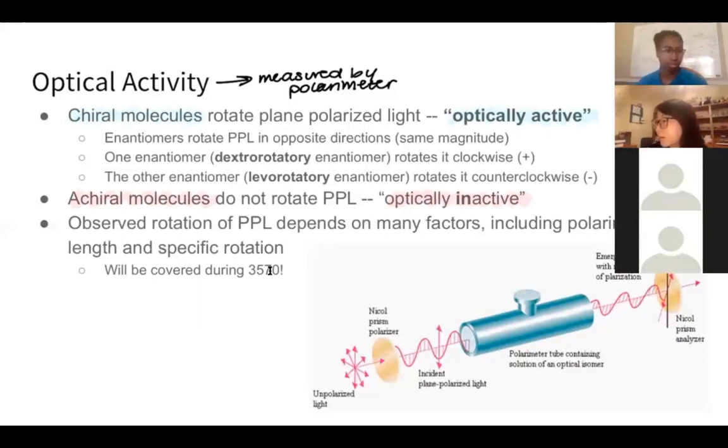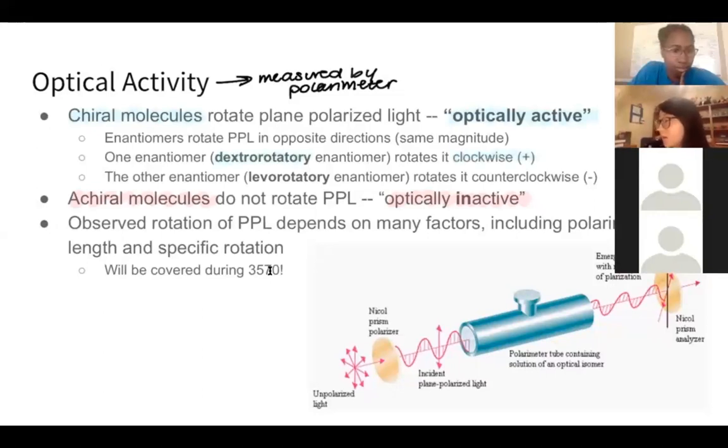And so something that is interesting to note is that enantiomers always come in pairs, like we talked about. And so one of the enantiomers, and I hate this word, called the dextrorotatory enantiomer, is going to rotate the light in the clockwise direction. Let me highlight that for you.